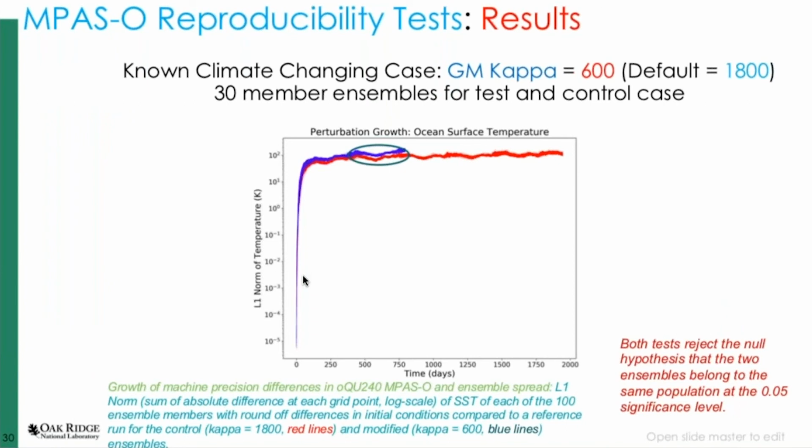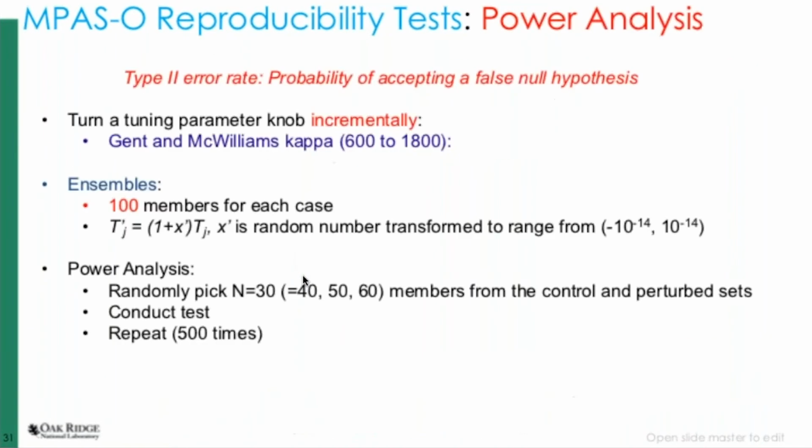So this is the case, as I just talked about before, where we changed GM kappa from 1800 to 600, and you can see this error growth and round-off difference growth, and then at the end the model is much different from the control case, and so our test rejects this. But again, this does not inform you about the sample size needed or how low the model can catch changes in GM kappa.